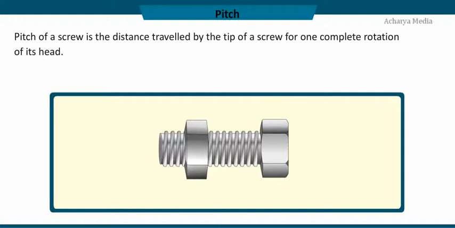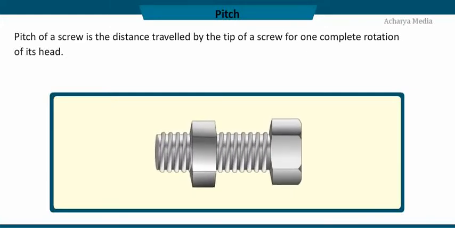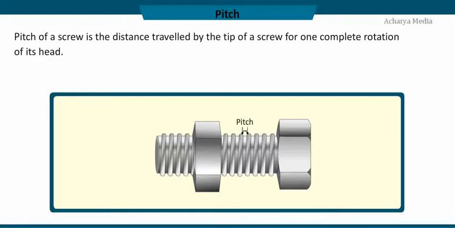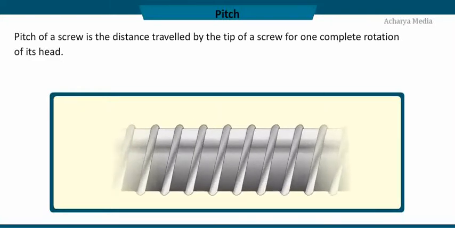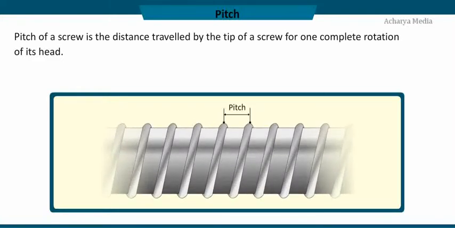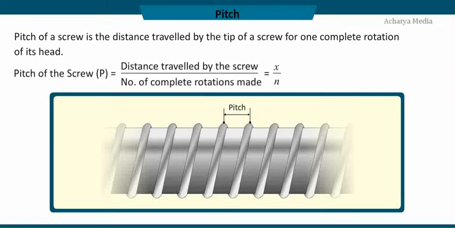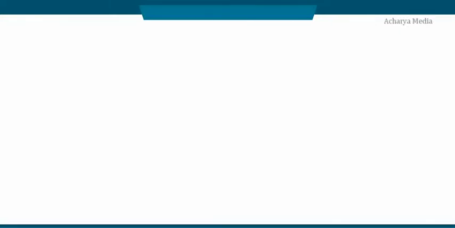The distance travelled by the tip of the screw for one complete rotation is called the pitch of the screw, which is normally the distance between two consecutive threads on the screw thread. To determine the pitch, the screw is rotated, say, n number of times, and the distance moved by the screw is noted as, say, x. Then, the pitch of the screw P is equal to x divided by n.